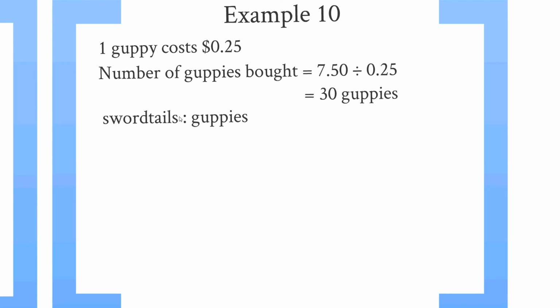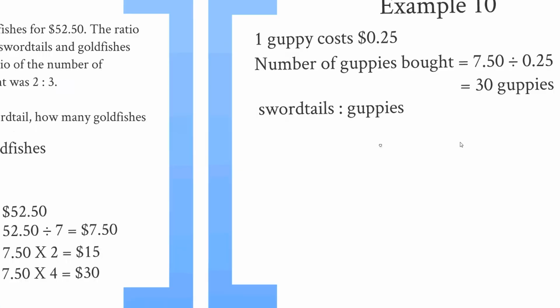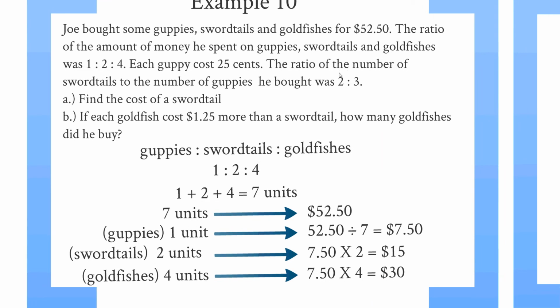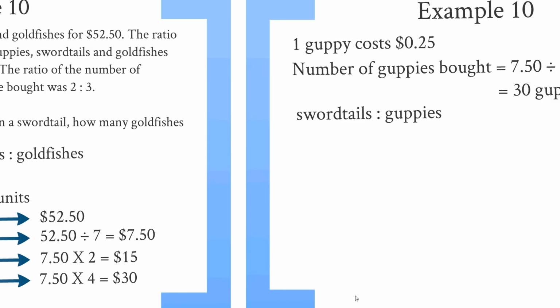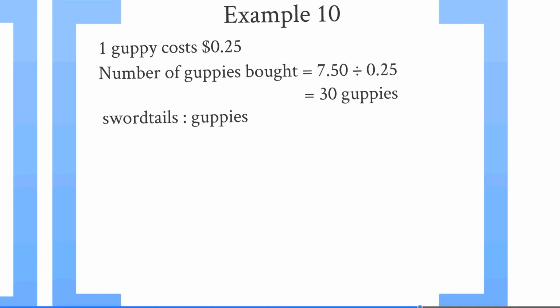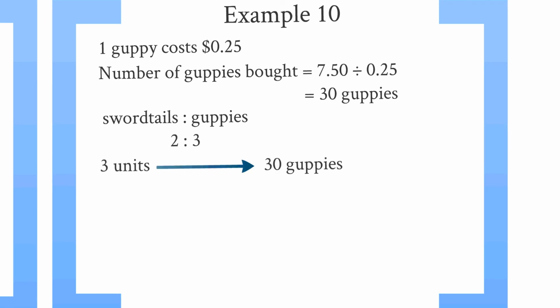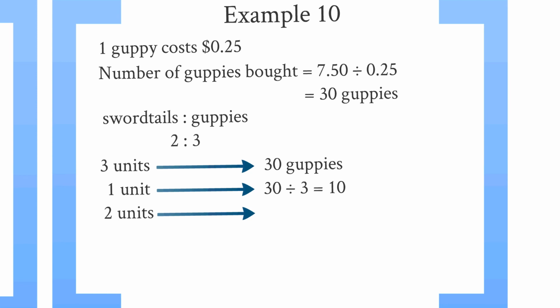Now there is a new piece of information that is useful: swordtails to guppies. In the question, this ratio represents numbers, not money. So 2 to 3, and this is the number of swordtails to number of guppies. And we know he bought 30 guppies, so that's very nice. Right, the ratio is 2 to 3, and so 3 units is equivalent to 30 guppies, and 1 unit is equivalent to 30 divided by 3 equal 10. But we are interested in swordtails, so we have to find 2 units, and 2 units is equivalent to 10 times 2 equal 20 swordtails.